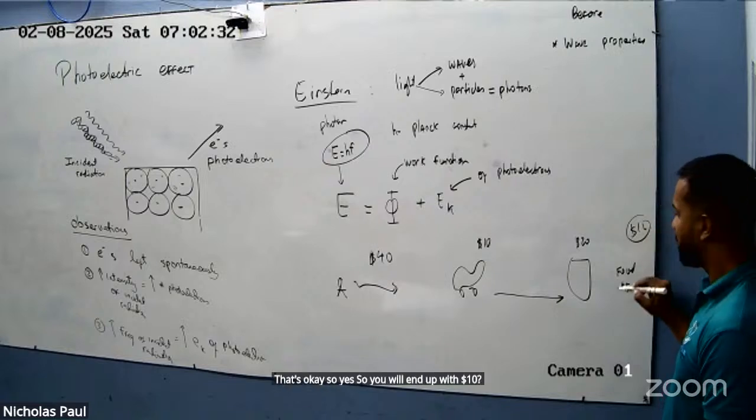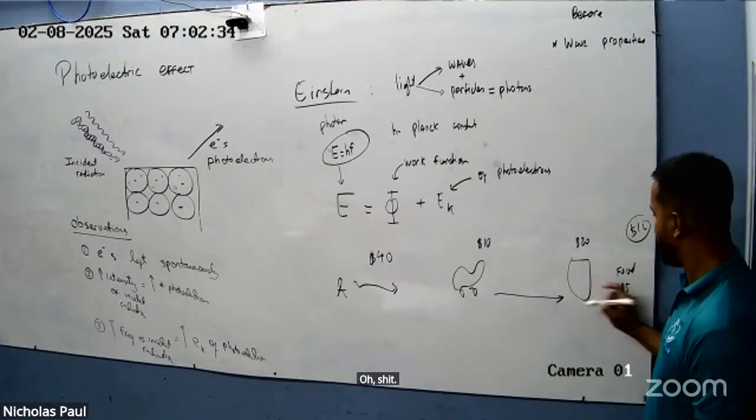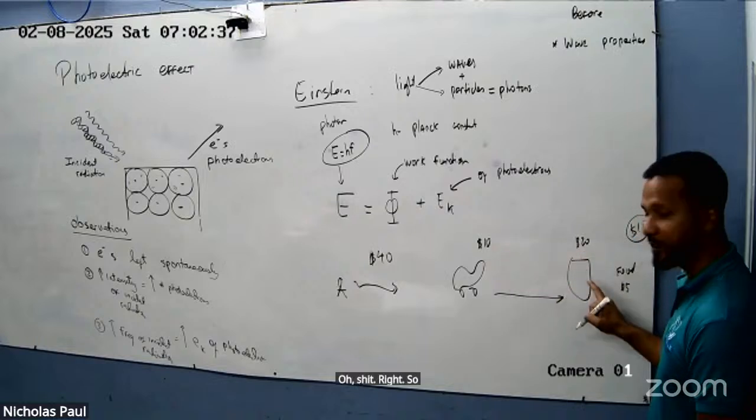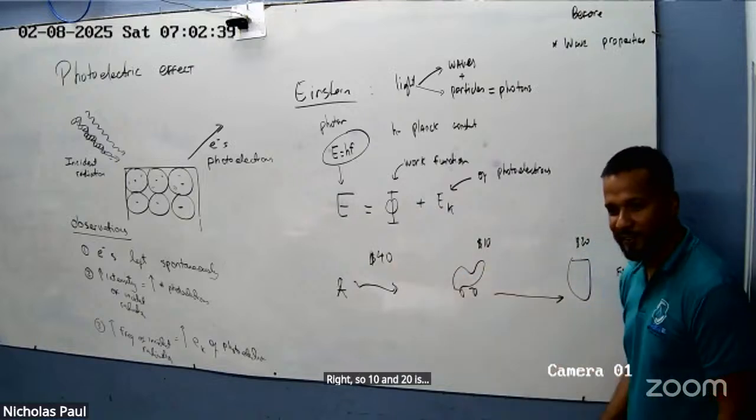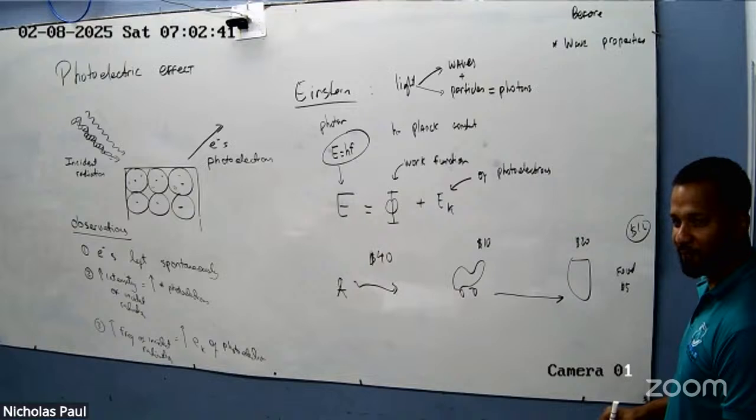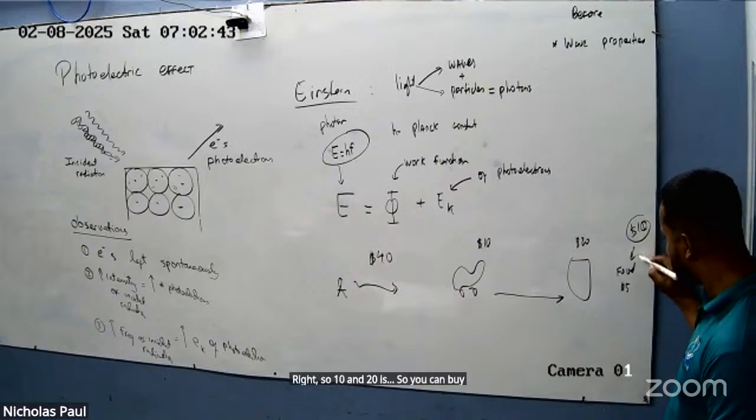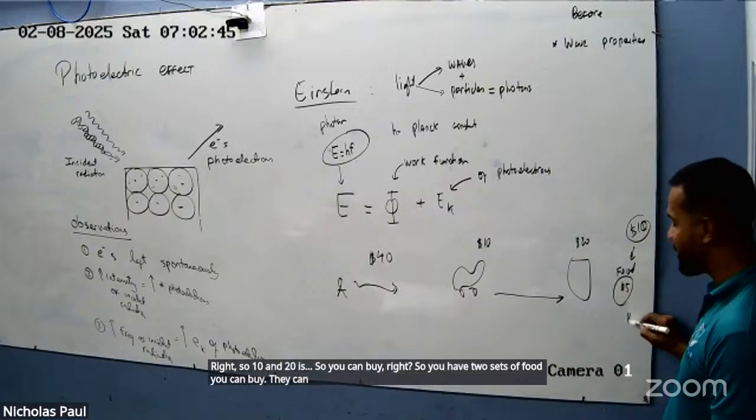So 10 and 20 is 30. You have $40, so you can buy food. You have two sets of food you can buy. You can buy popcorn and chicken and a drink.